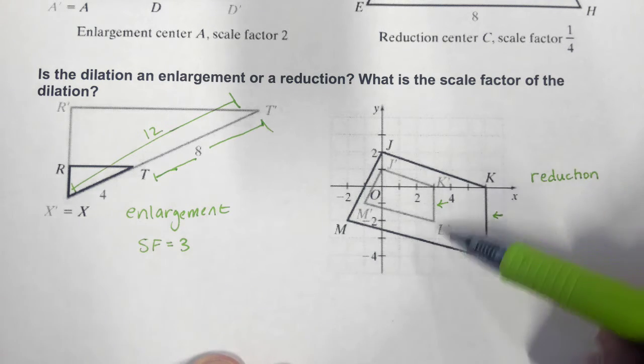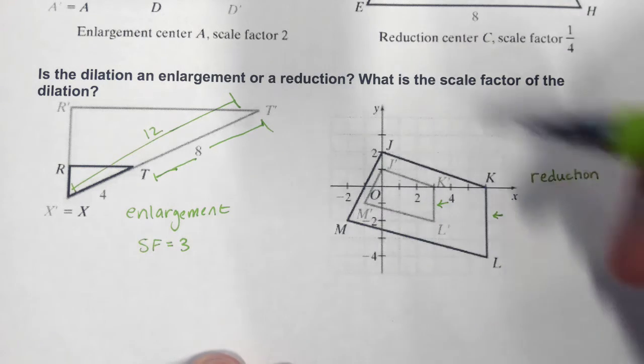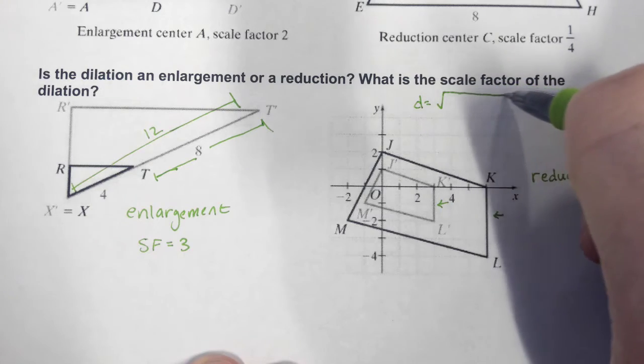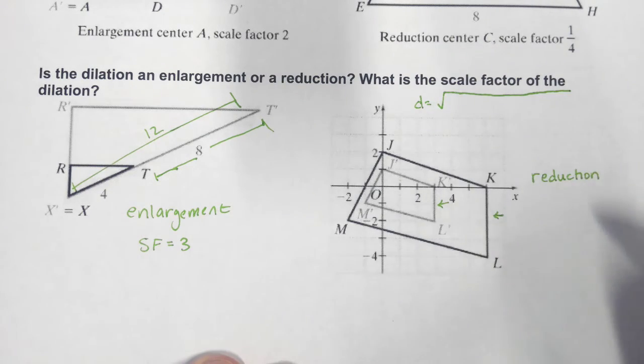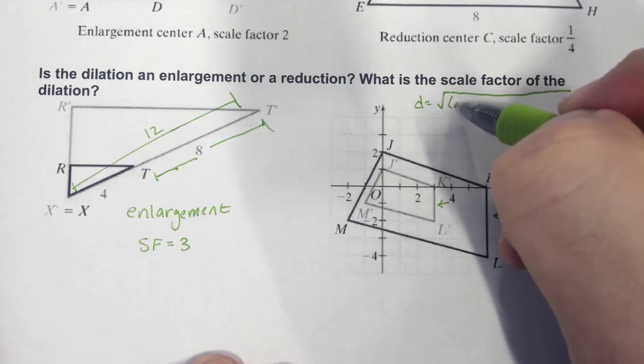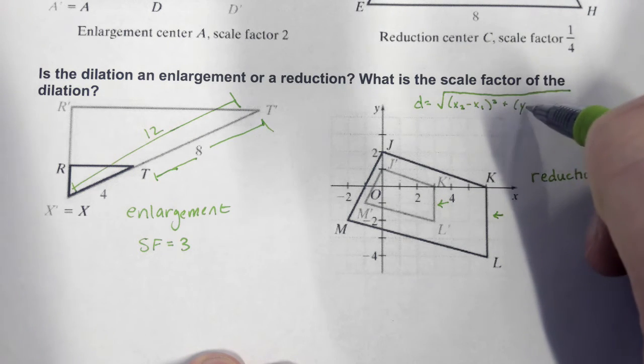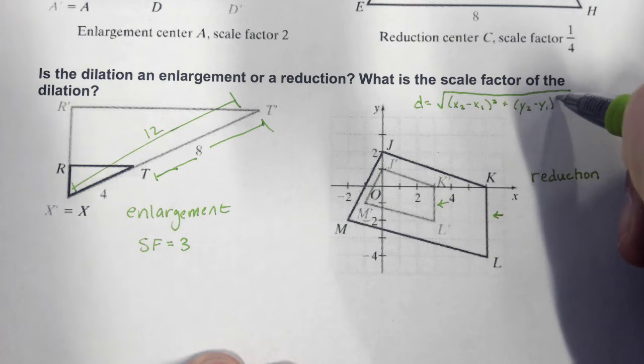Since these are vertical, we're able to count them. I'm going to give you the distance formula just in case. I don't remember if any of the problems need it. But if all of the segments are slanted, remember the distance formula is the difference of the x's squared plus the difference of the y's squared, and then the square root of all of that.